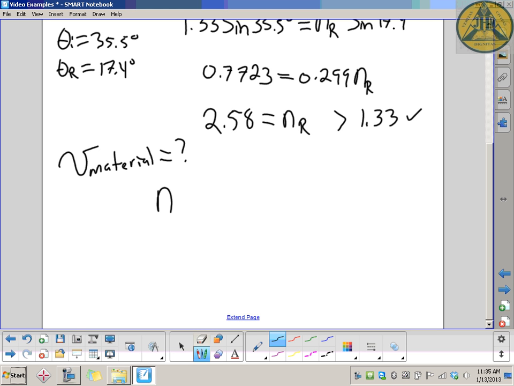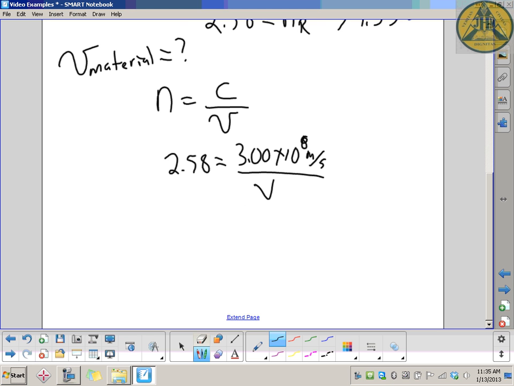So now we're going to use the index of refraction in that material. So speed of light divided by the speed of the light in that material. So 2.58 equals 3 times 10 to the 8 meters per second over v. Cross multiply, switch things around a little bit. 3.00 times 10 to the 8 meters per second divided by the index of refraction.